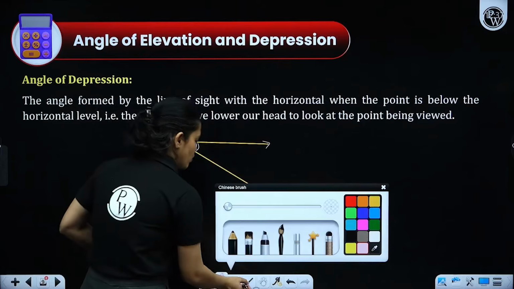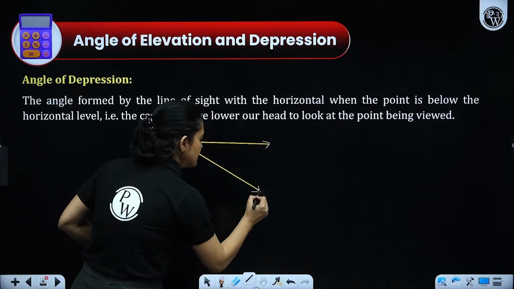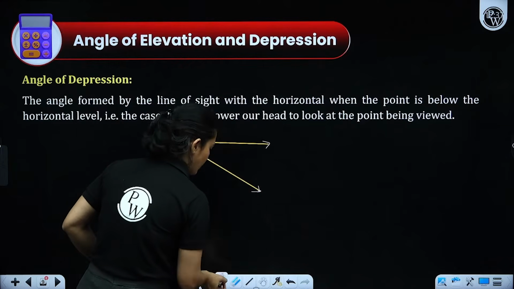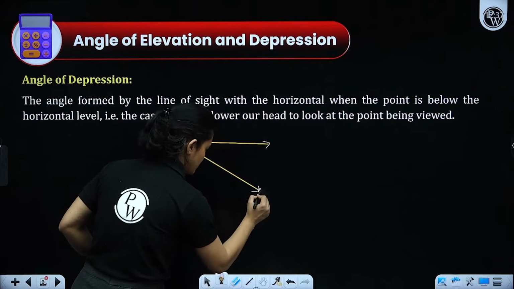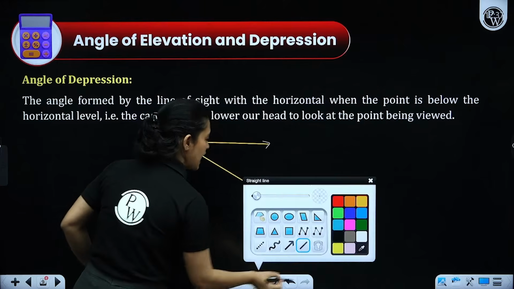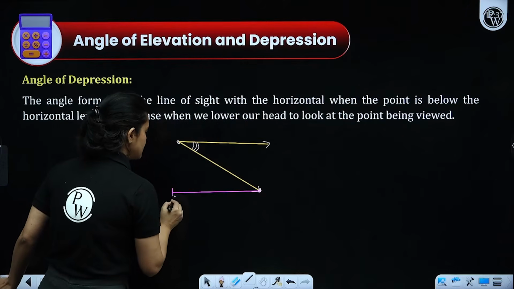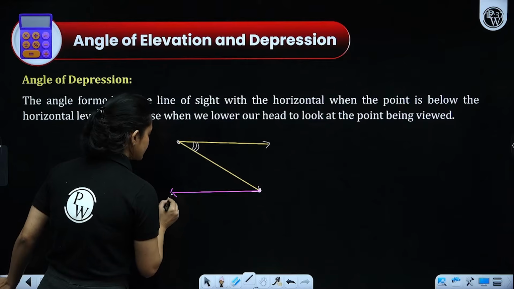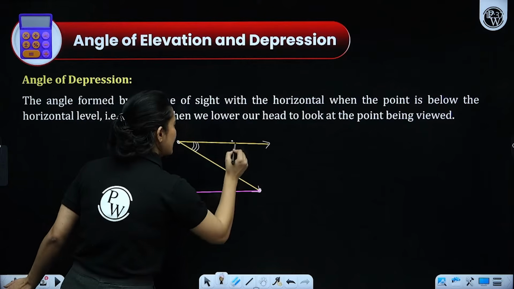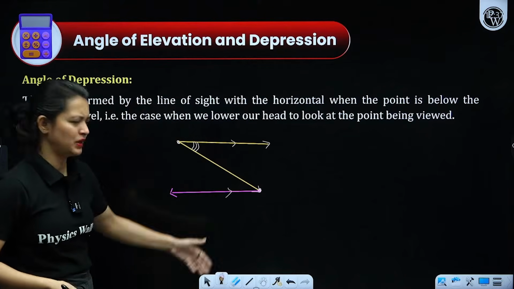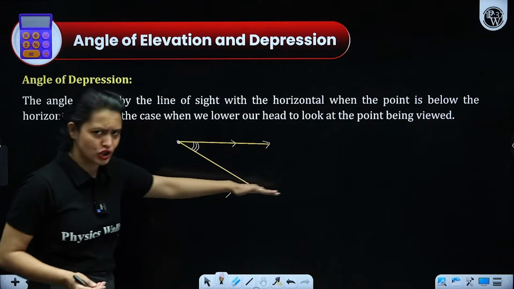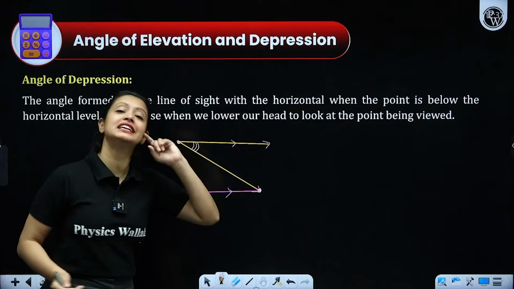what we can do in questions is, we can make another line from the point being observed. This here is the point being observed, right? So from here we can make another line, everyone, like this, such that this line here is parallel to this line here. We are making a horizontal line from the object that is being observed.